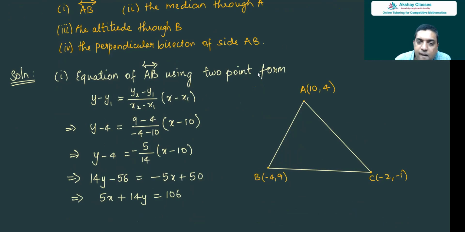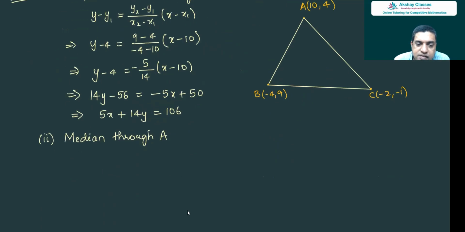Now, first we have found the line AB. Now he's asking for the median through A. So what is a median through A? Can you explain? Line passing through it. And what is a median? How is a median defined? It bisects BC into two equal parts. Yes. So two equal parts means, how will you find it?